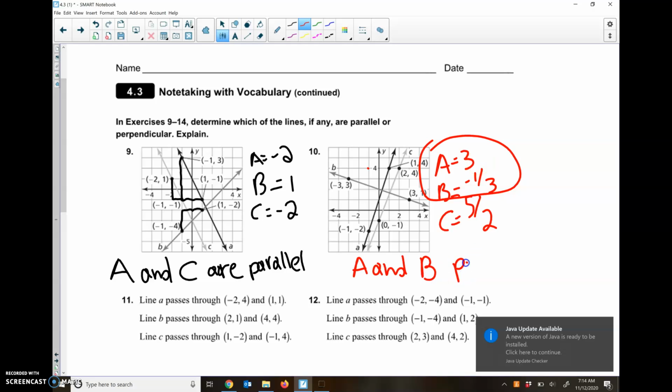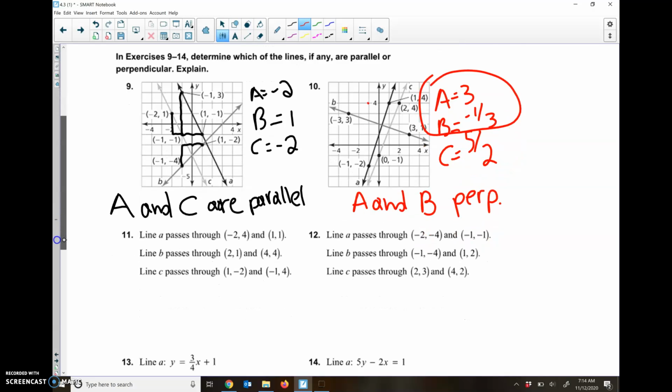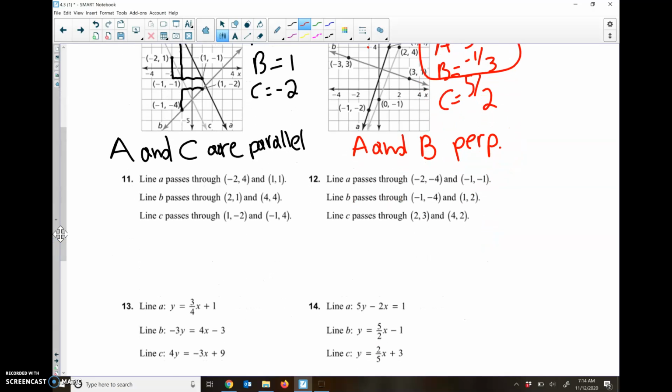3 and -1/3 are the exact opposite. Opposite of positive is negative. Opposite of 3 is 1 over 3. All right, 11 and 12, same thing. I'm going to try and do these in my head.